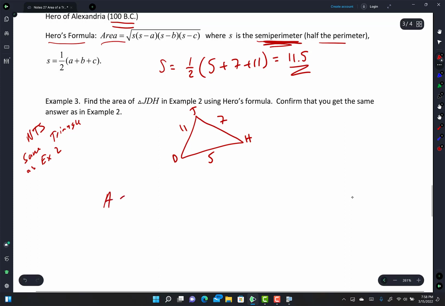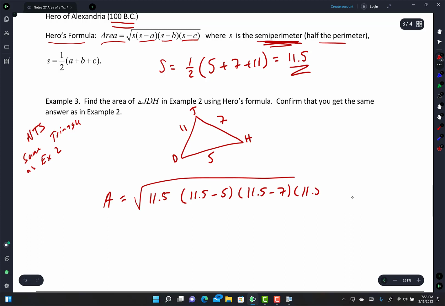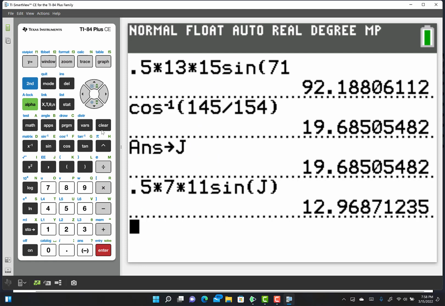So area is equal to the square root of S, so 11.5. And then it just says here S minus A, S minus B, S minus C, where A, B, and C are the sides. So I'm going to write 11.5 minus 5, 11.5 minus 7, 11.5 minus 11. And let's see what we get. Let's see if it's the exact. I'm actually kind of excited here, guys. I want to be real here.